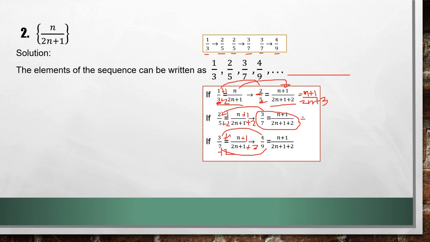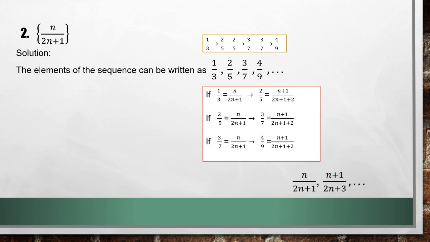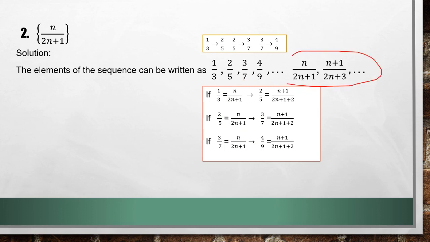Therefore, since all of the sequence terms are true, the next term of n over 2n plus 1 is written as n plus 1 over 2n plus 3. Therefore, we can say that the next sequence terms are in this expression. So n over 2n plus 1, and the next term to it is n plus 1 over 2n plus 3.